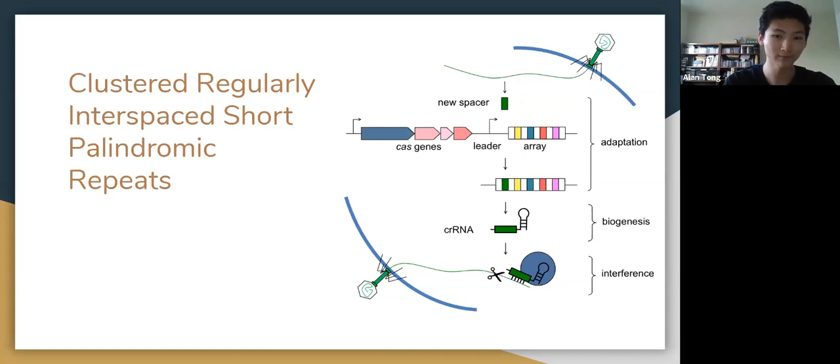Here's how it works. Also, this is what CRISPR stands for. I don't know why they named it like this. Clustered, regularly interspaced, short, palindromic repeats. CRISPR, CRISPR. I don't know why. Like, why? Anyways, this is CRISPR, right?